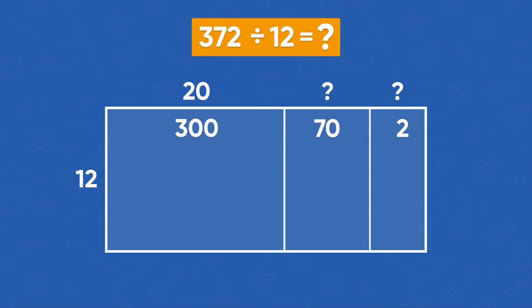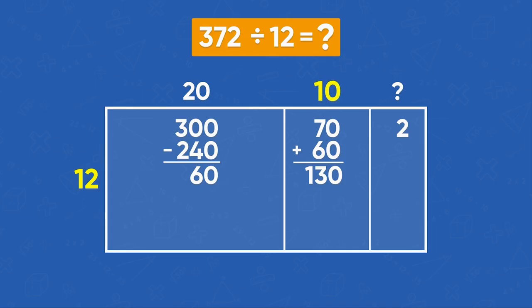To find out how much area is left, we multiply 12 times 20, which is 240. Then subtract 300 minus 240. 300 minus 240 is 60. We move that amount over to the next section and add it to the 70 already there. This section now has 130. And I know that 12 times 10 equals 120.